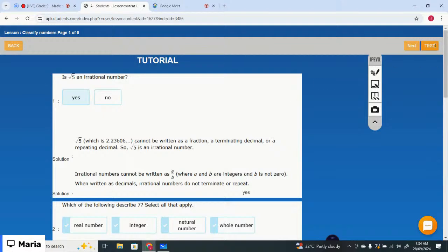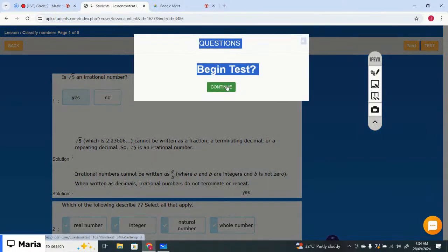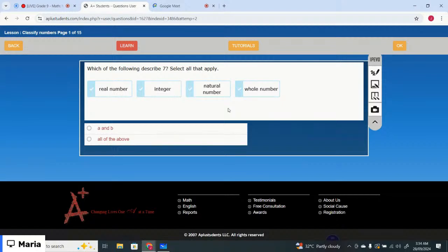Let's just start with the test questions. Which of the following describes 7? Which is the correct option? 7 is a real number, integer, natural number, whole number. Which is the correct option? 7 is all of them: real number, integer, natural number, and whole number, right?